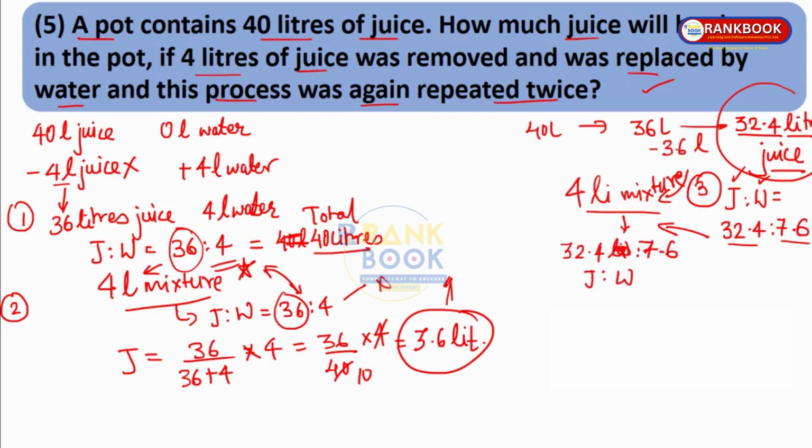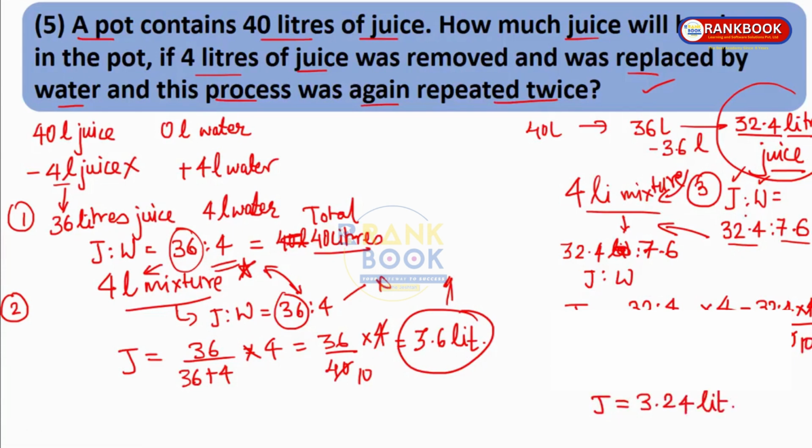Then what will be the amount of juice removed? Easily it would be, what is the ratio for juice? 32.4 divided by 32.4 plus 7.6 multiplied by how much mixture was removed? 4 liter. We have to find out how much juice was removed from 4 liter. So we take 4 over here. What you will get? You will get 32.4 multiplied by 4 divided by 40. That would be 3.24 liters of juice removed.